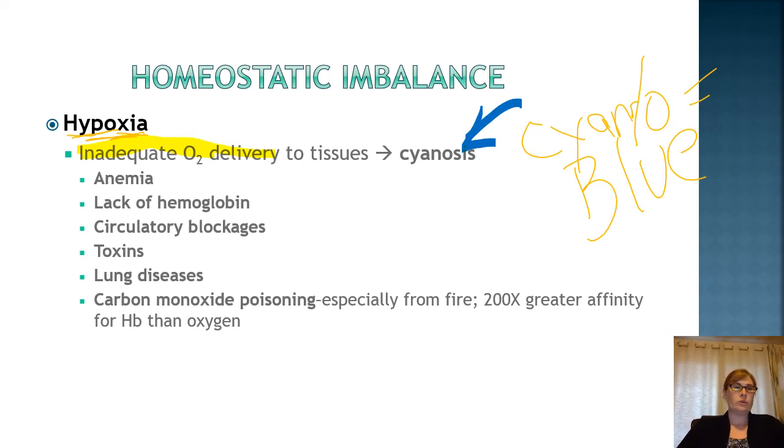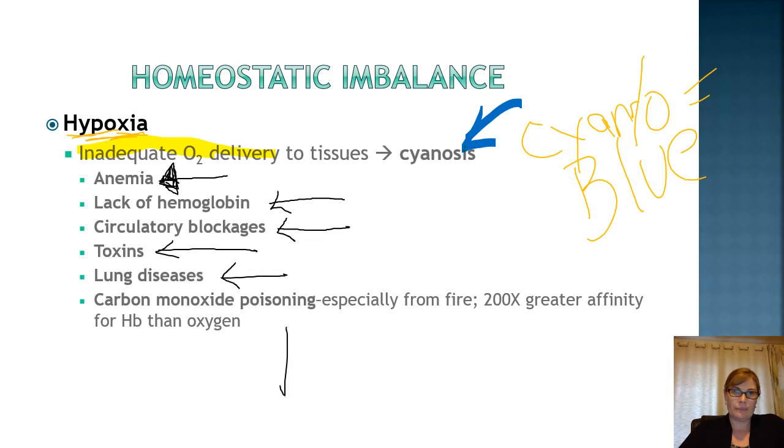Okay, so part of the problem could be anemia. The anemia could be just from not enough red blood cells. It could be from something destroying the red blood cells. It could be from lack of hemoglobin, which could be from lack of iron. It could be because you have a blockage to a certain tissue. It could be from metals, toxins, pneumonias. And then we have carbon monoxide. Carbon monoxide is extremely dangerous.